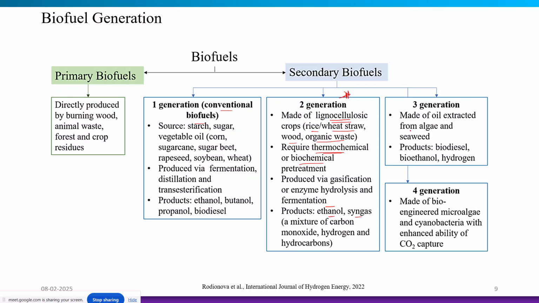Third generation biofuels are made of oil extracted from algae and seaweed. Mostly we are getting biodiesel, bioethanol, and hydrogen production. Third generation biofuel, mostly we are getting from algae, microalgae or marine biomass sources. And fourth generation biofuel is made of bioengineered microalgae and cyanobacteria with enhanced capability for CO2 capture.